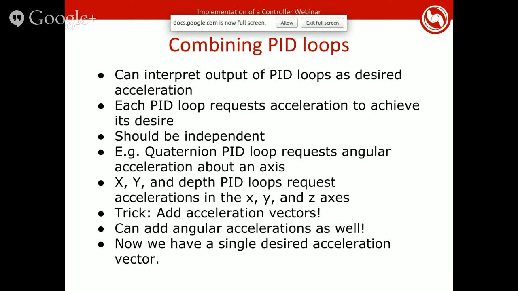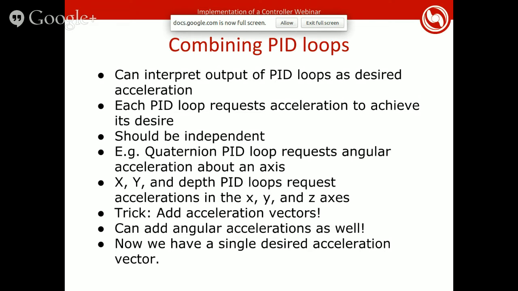And in order for that to hold up, they should ideally be independent. That kind of holds because you have x velocity, y velocity, and depth. An acceleration in one axis doesn't really affect another axis. So that's good. Heading, pitch, and roll become a little bit dependent once you start pitching, so quaternion PID loops work great there. What the quaternion PID loop will do is request an angular acceleration about some axes. And like I said, the x, y, and depth PID loops request linear accelerations in their respective axes.